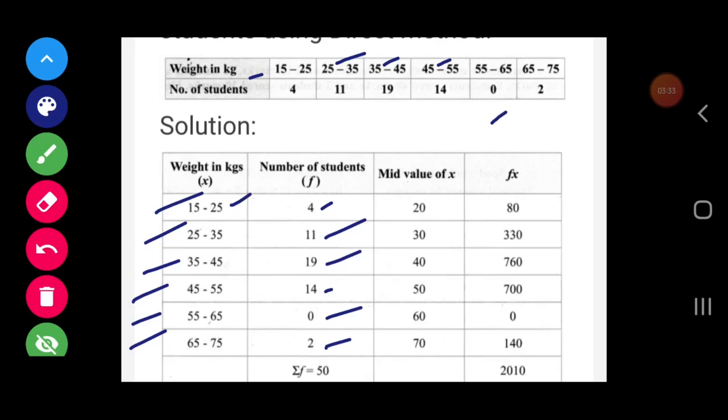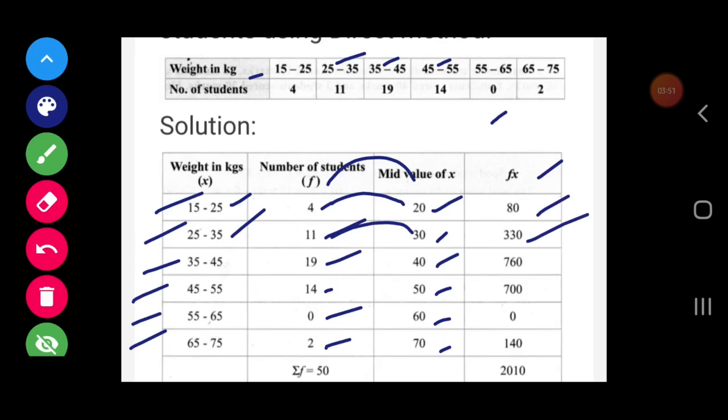What is the middle value here? For 15 to 25, the middle value is 20. Here the middle value is 30. Here 40, 50, 60, 70. Now we need to multiply this F and X value. Fx value we have to multiply. Now Fx for 4 into 20 is 80.